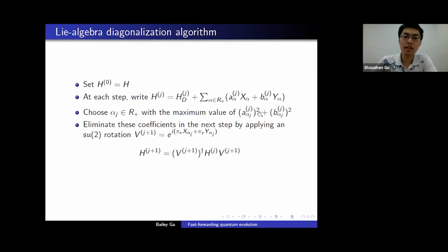Then within that copy of SU2, we diagonalize it. So we eliminate these two coefficients by applying an SU2 rotation, which is the exponential of some linear combination of X alpha and Y alpha. So after we apply this rotation, then that particular a and b will be 0. And then we repeat this procedure.